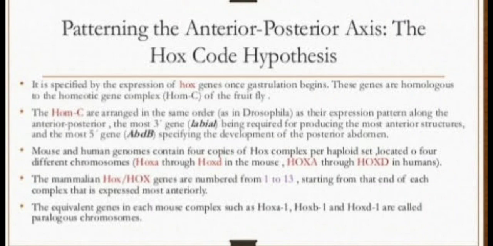Once the gastrulation has begun, the anterior posterior polarity in all the vertebrates becomes specified by the expression of Hox genes. We have studied about Hox genes while we were discussing the limb development in tetrapods.